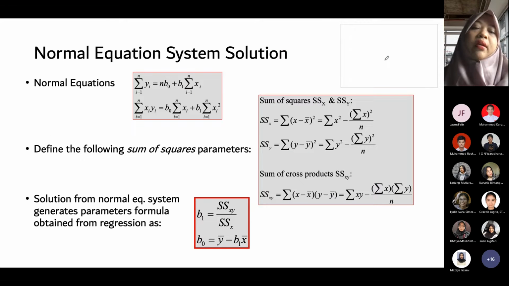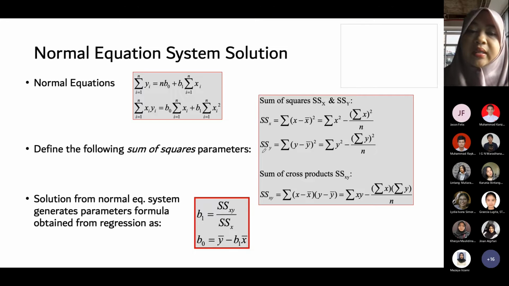Okay, just to rewrite again, this is the normal equation that we derived before, and then we also introduce the following sum of squares. This is SS, the sum of square x. The sum of square x is defined as the sigma of the difference between x of the data and x of the average. Which is this one.